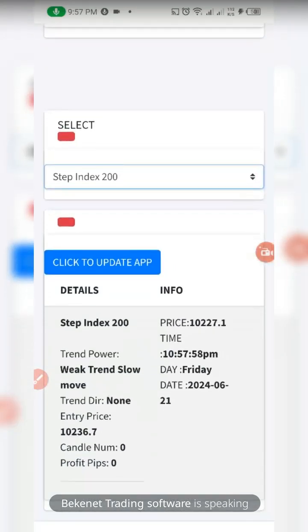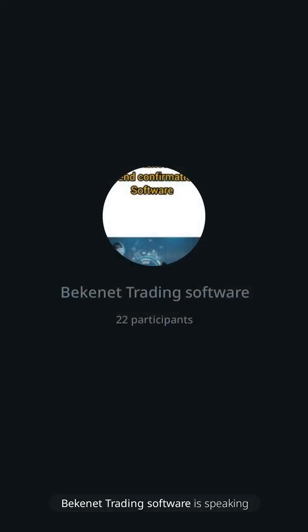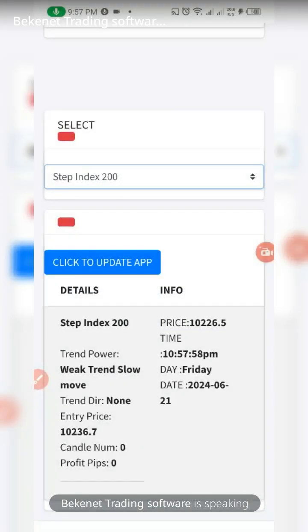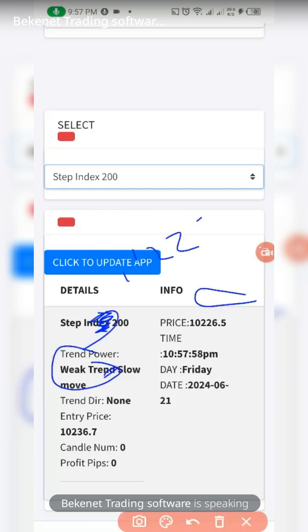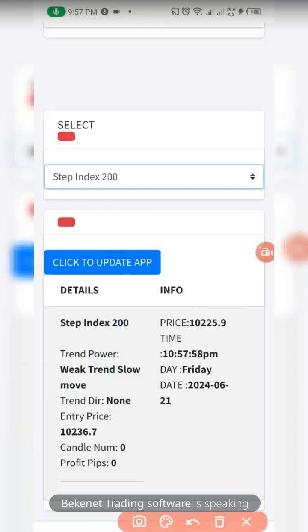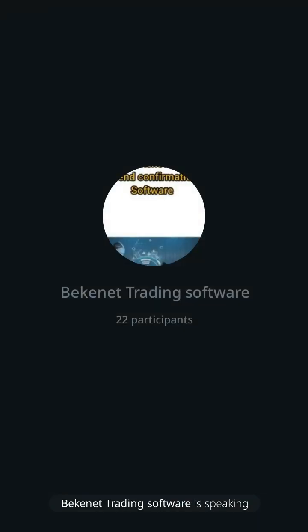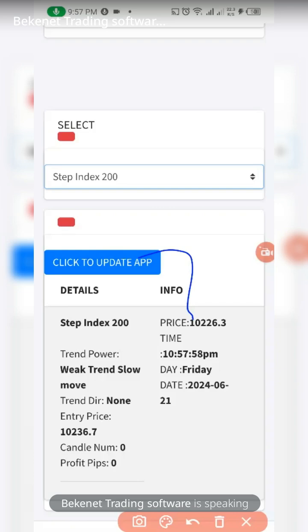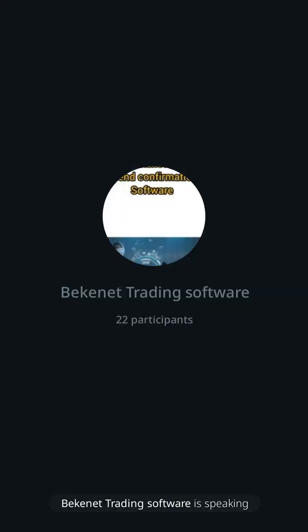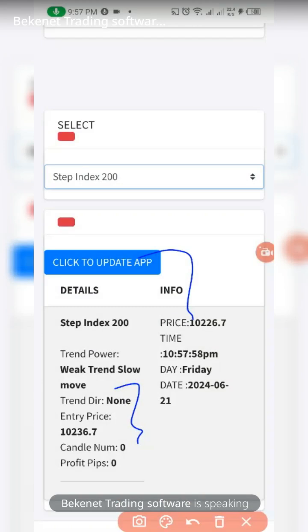This is Step 200. It's telling us none. It's telling us none. So we cannot use this strategy here, this sniper entry. We are using the trend direction on a daily move to set our signal, but we are not getting any direction here, so we cannot use this here. This is Step 200. It's telling us none. There's no direction on its own analysis, but there's a way we can use it.